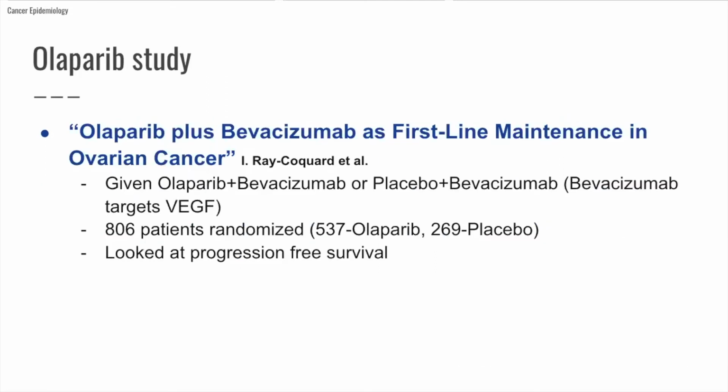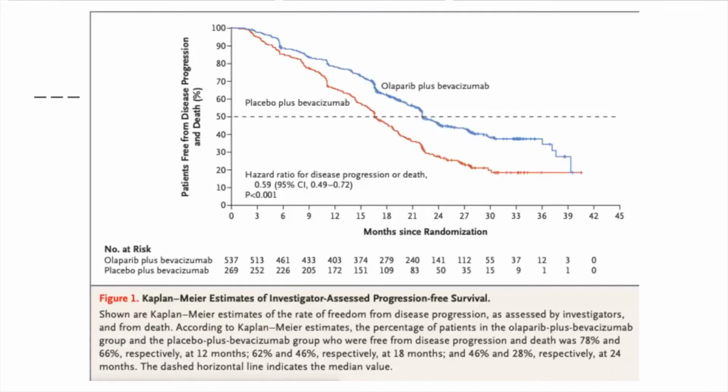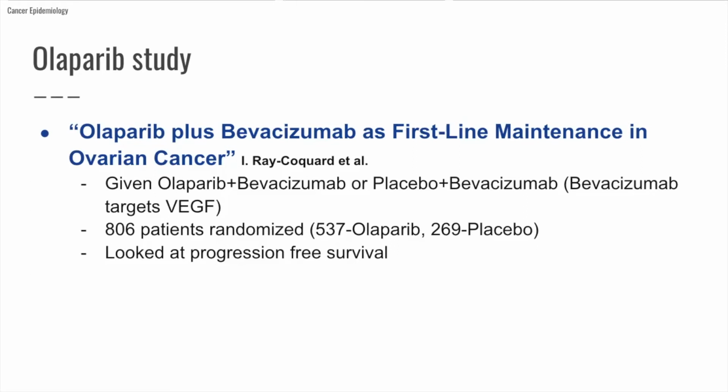Then this is an intervention study of Olaparib, where they gave Olaparib plus bevacizumab, versus a placebo plus bevacizumab, and bevacizumab targets VEGF. So 806 patients were randomized, 537 in the Olaparib group and 269 in the placebo group, and they looked at progression-free survival.